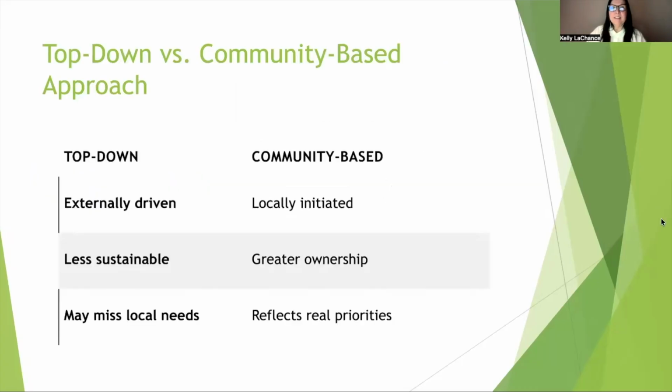So let's look at an example of what a top-down approach versus a community-based approach is. Top-down is like when there may be just maybe 1 or 2 people that are making the decisions. So you can see with a top-down approach that it is externally driven, and in some cases it is even less sustainable because they haven't had the input of the community. And most importantly, it may miss the local needs.